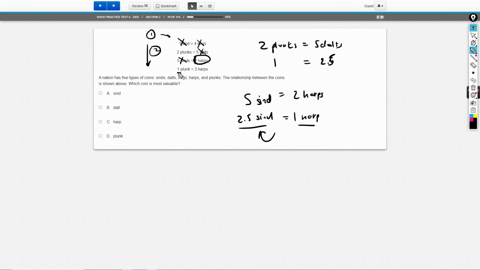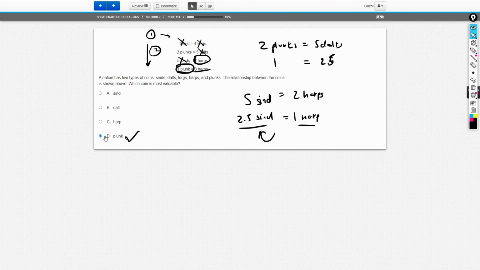And finally, we know that 1 Plunk is equal to 3 Harps. So here we have 2 competitors remaining. We have Plunks and Harps. One Plunk gets you multiple Harps, which means that the Plunk has to be the most valuable thing, which is choice D. So again, I didn't do any math here other than division.